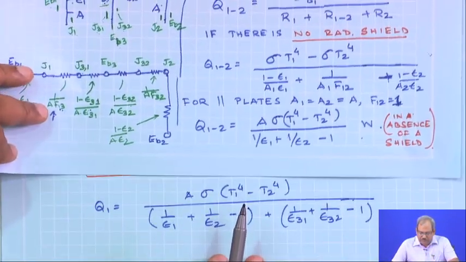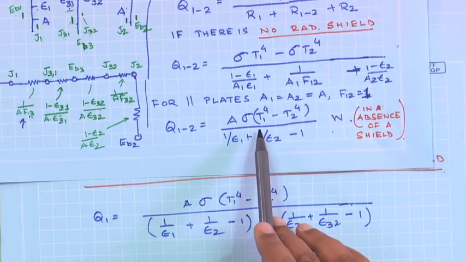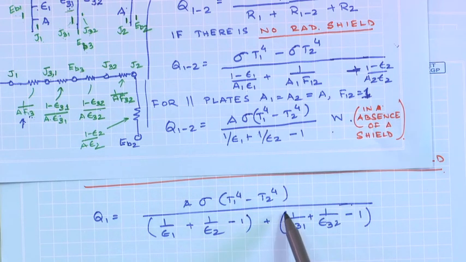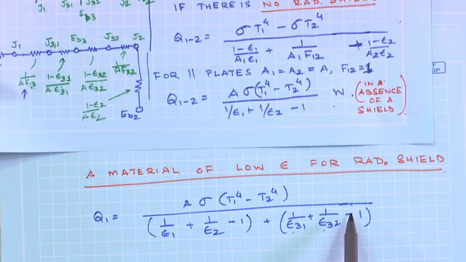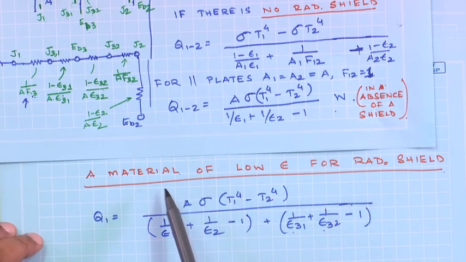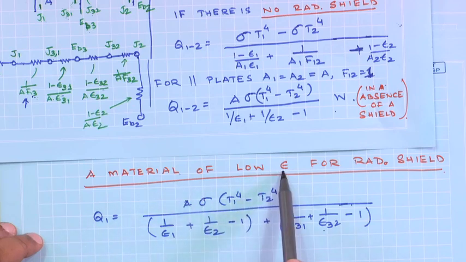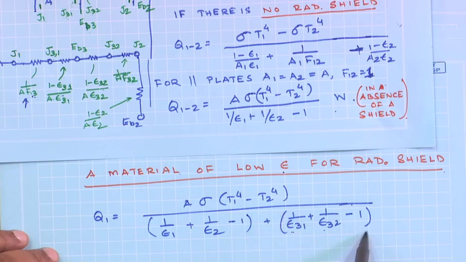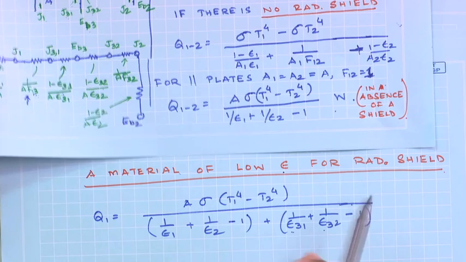Compare that with what we have obtained for the case of Q12 when we did not have any shield. Because of the presence of the shield, we have an extra term in the denominator, an additional resistance provided by the shield, and looking at the expression you can clearly see you would like to have as small a value of emissivity as possible for the shield material such that this resistance becomes significant. So, this justifies our previous statement that we would like to have for the shield a material of very low epsilon. So, we want low values of epsilon 3.1 and epsilon 3.2 to make our shield, and this term, if you compare it with this one, provides the additional resistance due to the presence of the shield material.